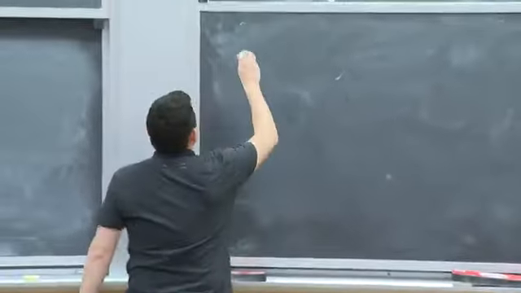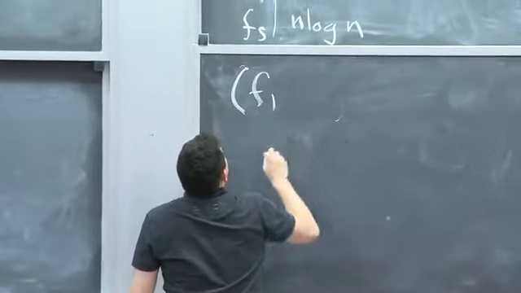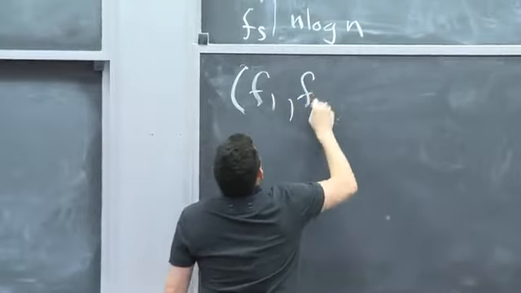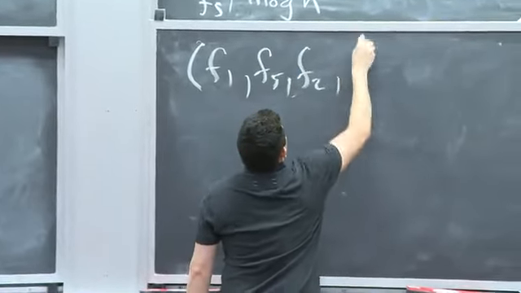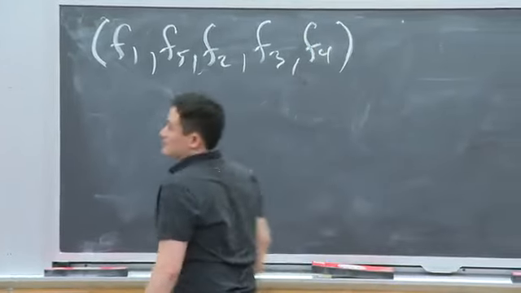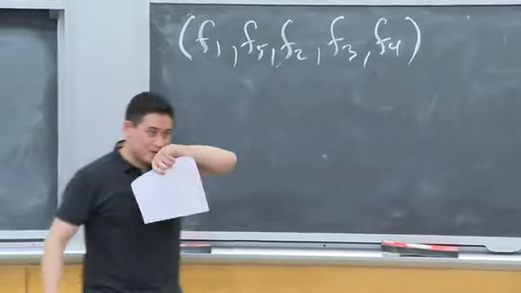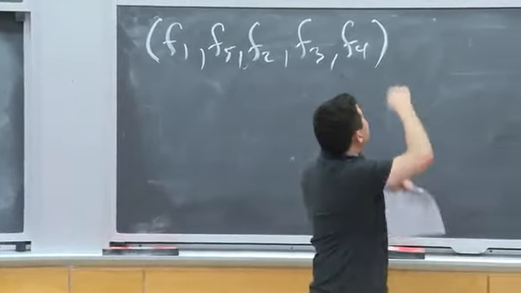OK, so that was very easy, right? So the answer here is, if I remember correctly, F1, F5, F2, F3, and then F4. Great. So that one was pretty easy. How about B? Or D, I guess.